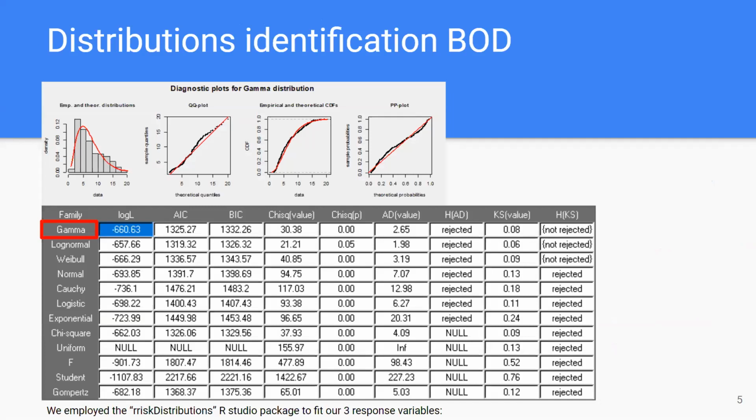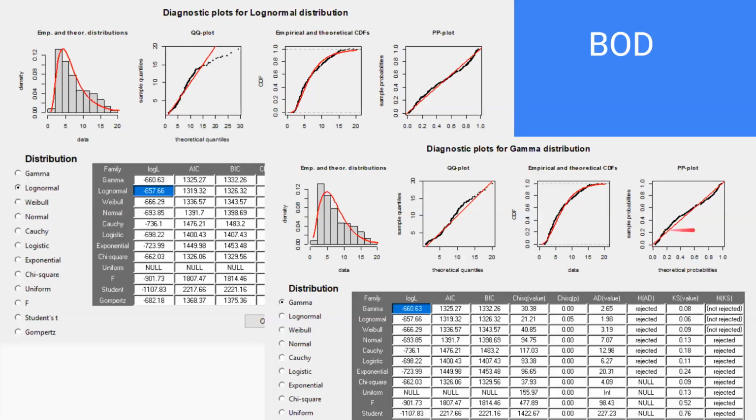For the distribution identification, we started with the BOD variable. As we can see in this table, we used the fitdistrplus package in R. The log normal represents the largest log likelihood value. But as we can see in the next slide, its QQ plot was very close to a straight line in the log normal case.